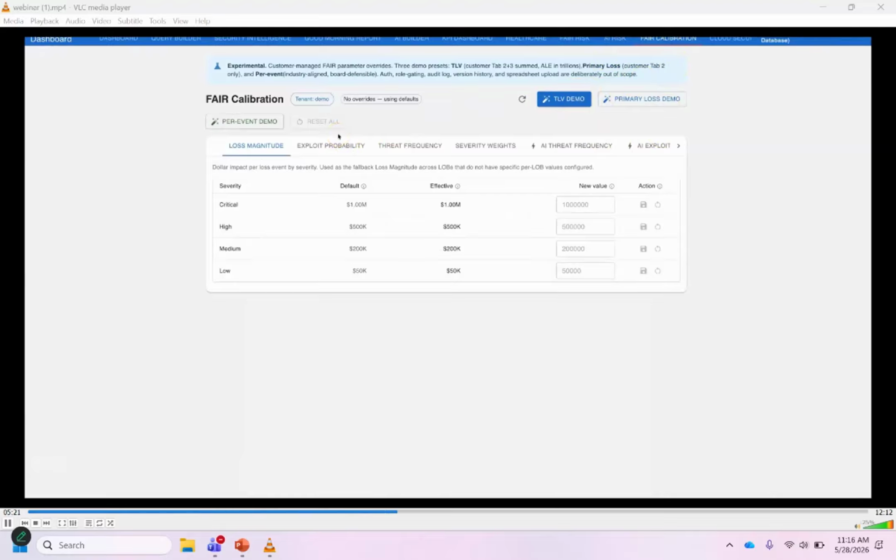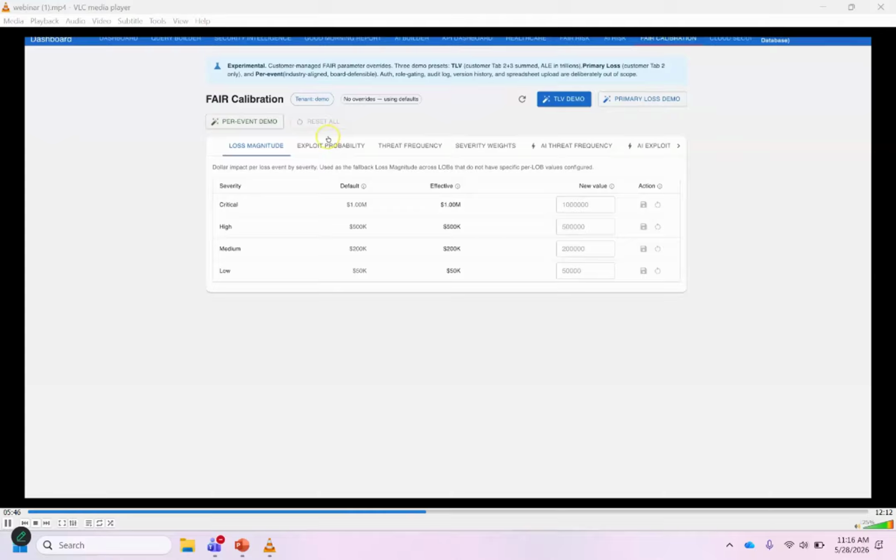So FAIR calibration gives the customer a way to override the values without reshaping the model. That is the design rule. Values, yes. Structure, no. The customer can change what something costs. They cannot change the equation. They cannot invent new severity tiers. They cannot rewrite the control taxonomy. The model stays consistent. The numbers become theirs.